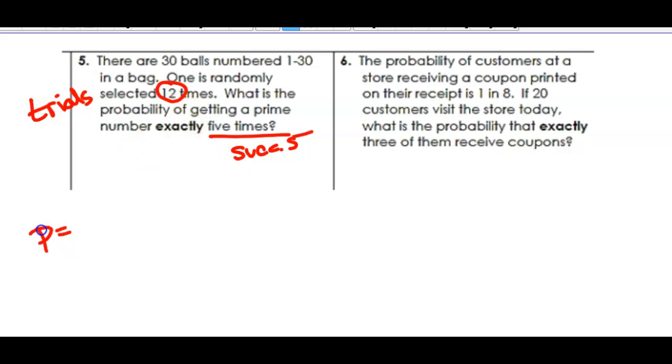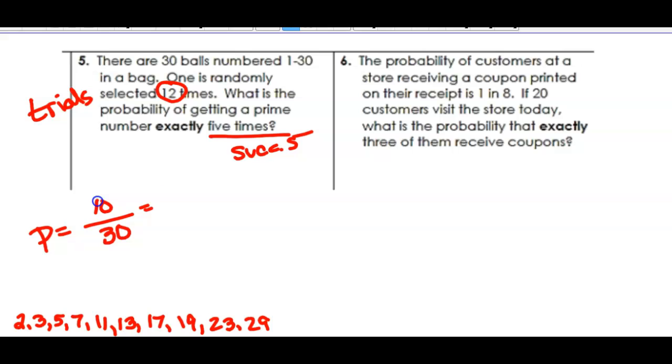Out of 30, we would have 2 is prime, 3 is prime, 5 is prime, 7 is prime, 9, it's not, 11, 13, 15, 17, 19, 21 is not, 23, 25, 27, 29. So there's 1, 2, 3, oops, yep, they're just 30. 1, 2, 3, 4, 5, 6, 7, 8, 9, 10. So there's a 1 in 3 chance that he picks a prime.